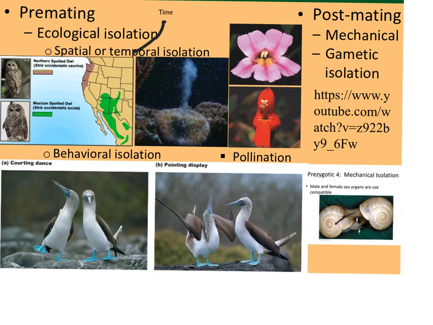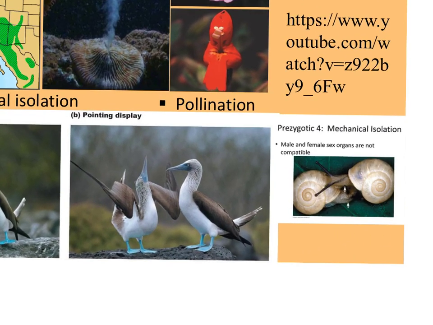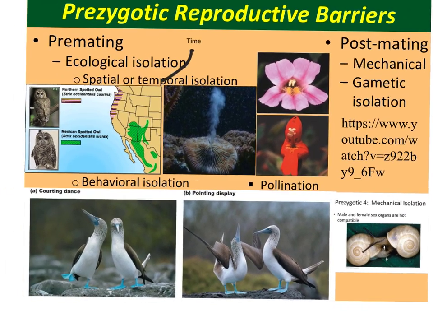There's also gametic isolation, or mechanical isolation, actually. These are two different snail species, and they actually have different copulatory organs. So male and female organisms are not compatible. So that's mechanical isolation. And we'll get to gametic in a second.